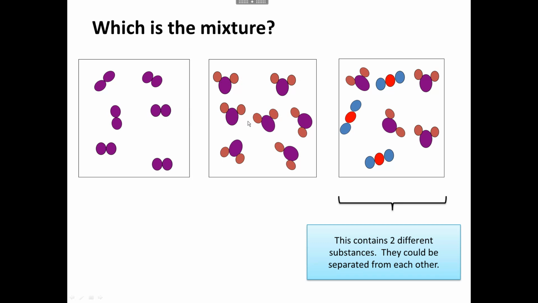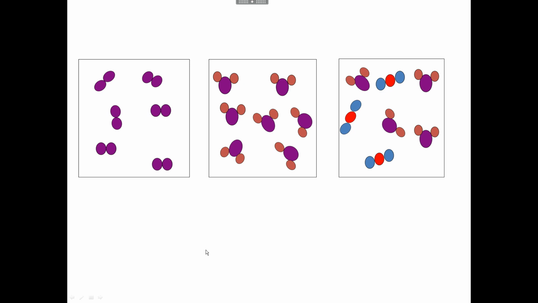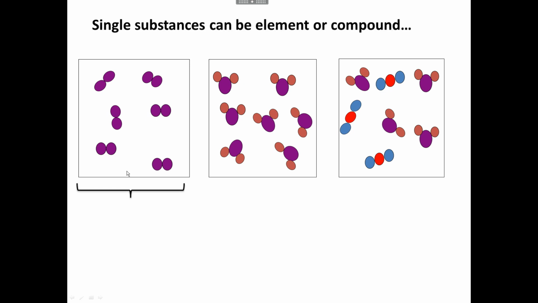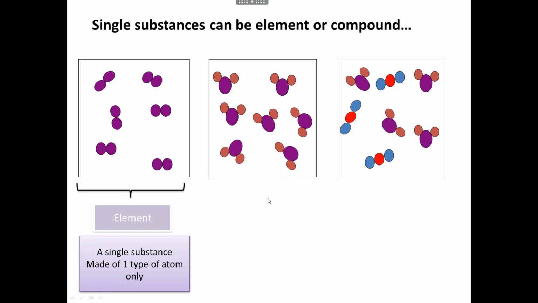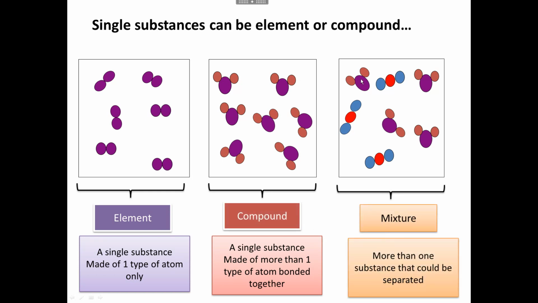In these two boxes, these are not mixtures, we call them pure substances. Every particle is the same, but which is the element and which is the compound? Well, on the left is an element because it's made of one type of atom only. In the middle box is a compound because it's made of more than one type of atom bonded together. So we have element, compound, and then a mixture where two different chemicals have been mixed together.